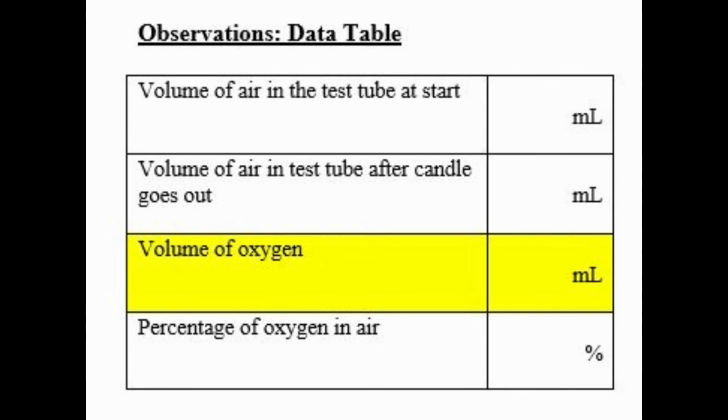To determine the volume of oxygen, take the volume of air in the test tube after the candle goes out and subtract that from the volume of the air in the test tube at the start. Please pause your video now while you do that calculation.